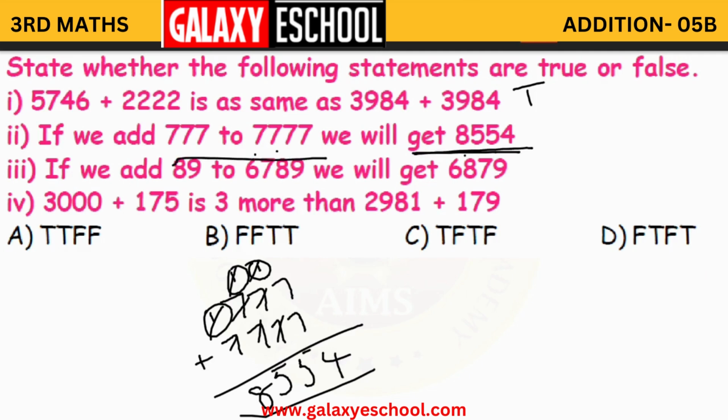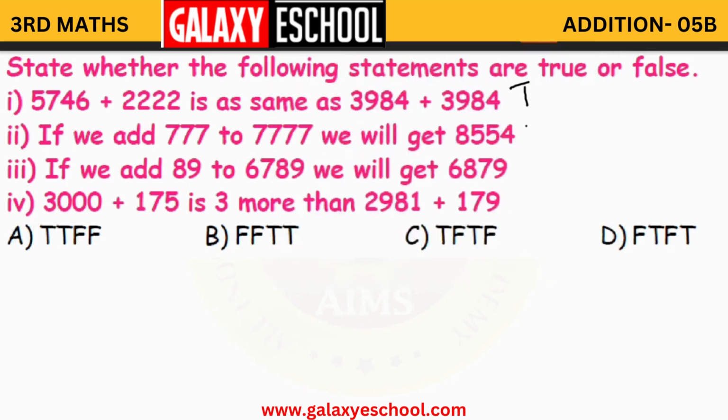If we add 777 to 7777, we will get 8554. So it is also true. Now if you look at the options, the first two statements should be true, right? If you look at the options, only option A has two truths here. Statements 1 and 2 are true only in option A. So simply, even without solving these two statements, we can say that option A is the correct answer. What is the correct answer, children? Option A is the correct answer.